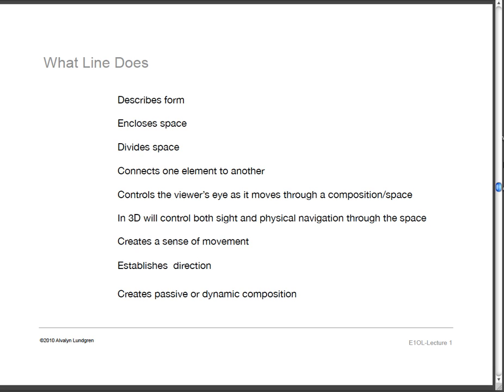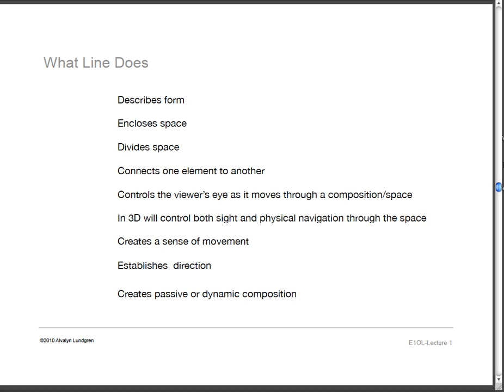We create the edges of a shape through line. It encloses space. It's an enclosed line. A line that spirals is not a shape. A line that actually closes back and meets itself at its starting point is a shape. So it encloses space. We use line to divide space. As you start developing floor plans and so forth in other classes, you'll understand spatial divisions really well.